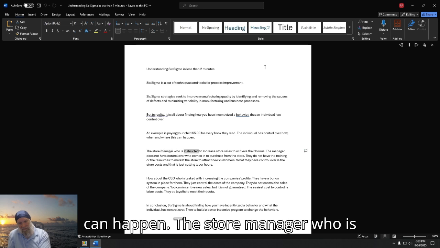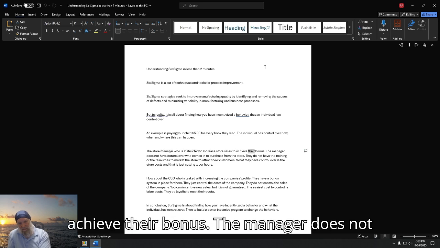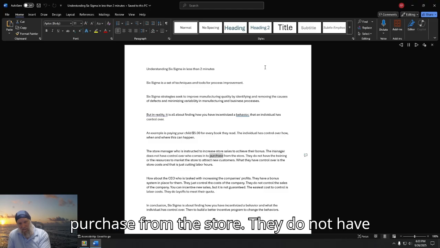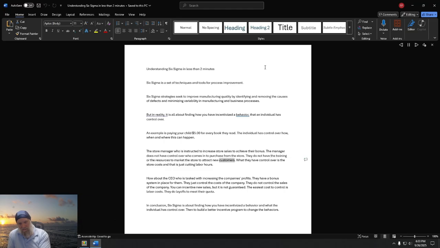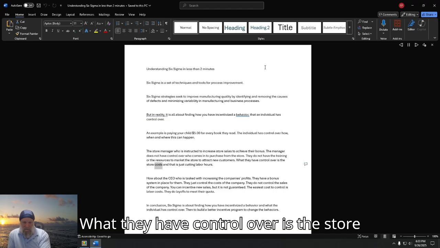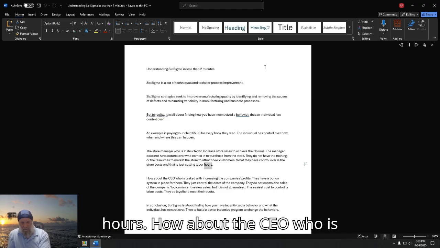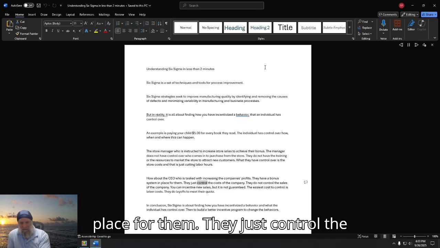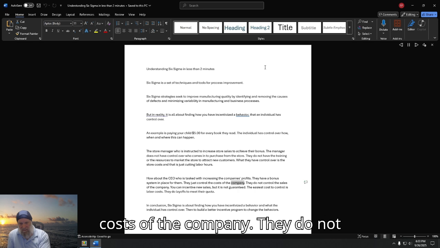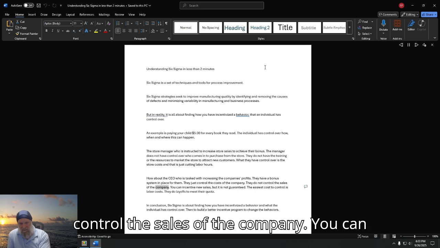The store manager who is instructed to increase store sales to achieve their bonus. The manager does not have control over who comes in to purchase from the store. They do not have the training or the resources to market the store to attract new customers. What they have control over is the store costs, and that is just cutting labor hours. How about the CEO who is tasked with increasing the company's profits? They have a bonus system in place for them. They just control the costs of the company. They do not control the sales of the company.